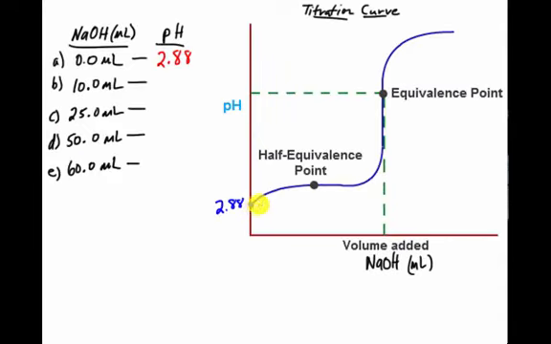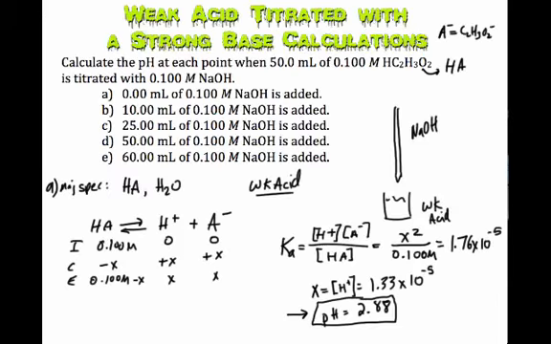So now what I'm going to do is add the base, and as I add the base, I should get my pH to go up. But notice it doesn't go up in a linear fashion. It goes up in this more strange fashion that it's doing. So let's take a look at why that is.